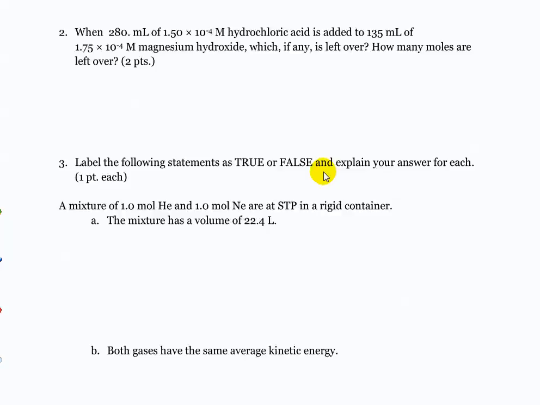So what you have to do is find the moles of, well, you need the equation first. So it's going to be 2HCl plus magnesium hydroxide yields water plus magnesium chloride.